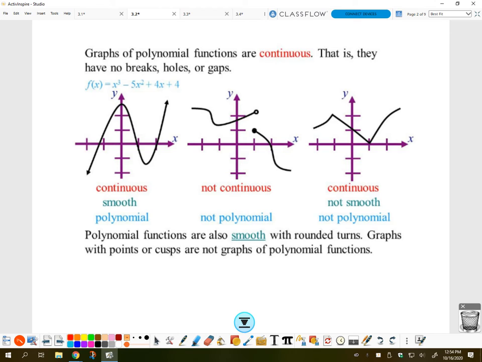So to look at a graph and know whether it is a polynomial, you are looking for a smooth, continuous function. So it can't have sharp points. It can't have breaks, it can't have holes, it's just got to be nice, pretty, smooth, continuous.